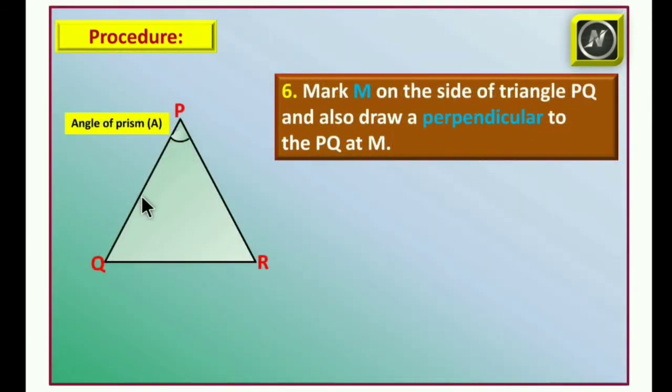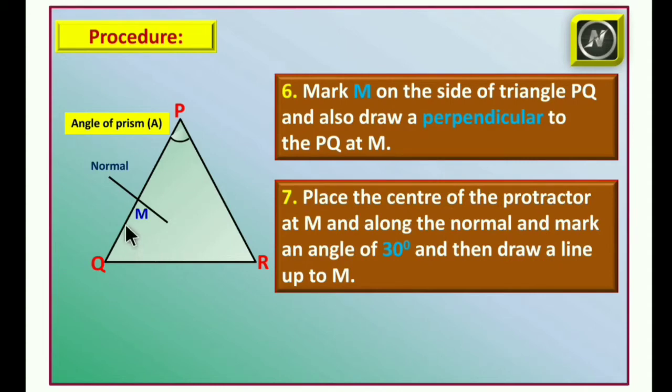Mark M on the side of the triangle, PQ. Along the side PQ, mark M at this position and also draw a perpendicular to PQ at M.